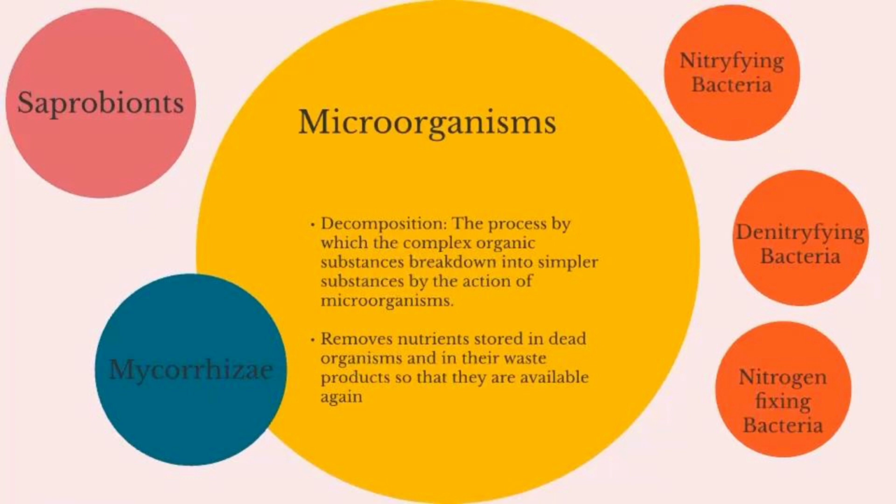So as we spoke about already, decomposition is really important to allow the ecosystem to function properly. So decomposition is the process by which a complex organic substance is broken down into simpler substances, and this is performed by microorganisms. And this helps remove nutrients stored in dead organisms and their waste products so that these nutrients can be available again to other members of the ecosystem. So without these microorganisms, all these nutrients would be stuck in dead organisms and wouldn't be able to be used by others. So let's have a look first of all at saprobiotes.